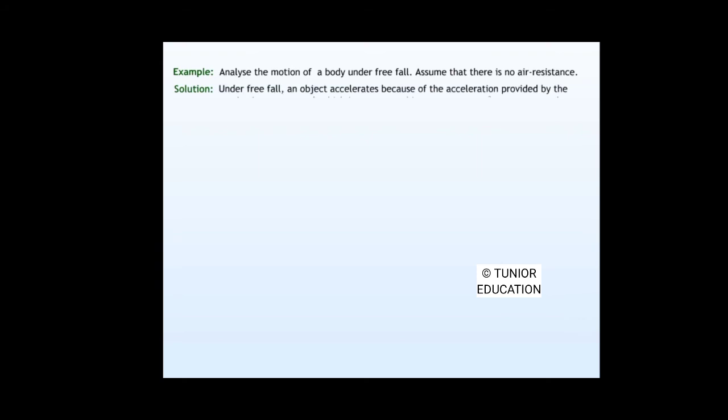Example 3.5. Analyze the motion of a body under free fall. Assume that there is no air resistance. Solution. Under free fall, an object accelerates because of the acceleration provided by the gravitation of the Earth, which is called g, and is equal to 9.8 meters per second square. As we can neglect the air resistance, there is no other retarding force for an object under free fall.